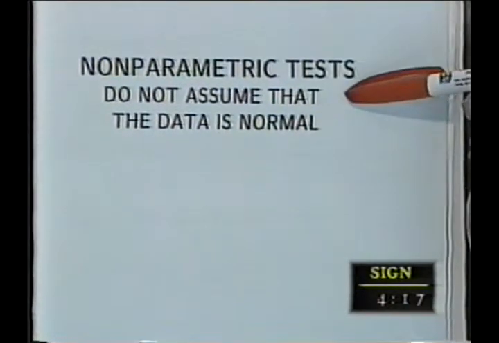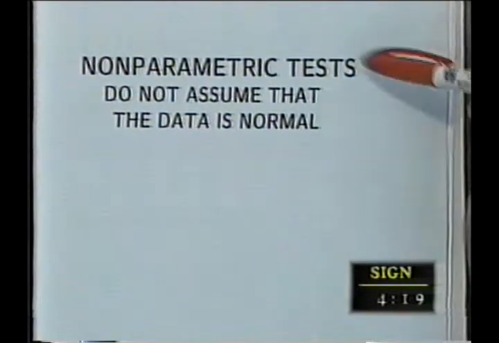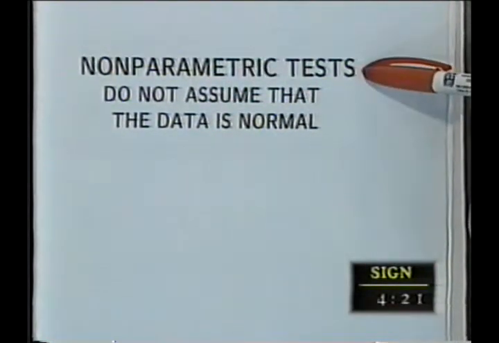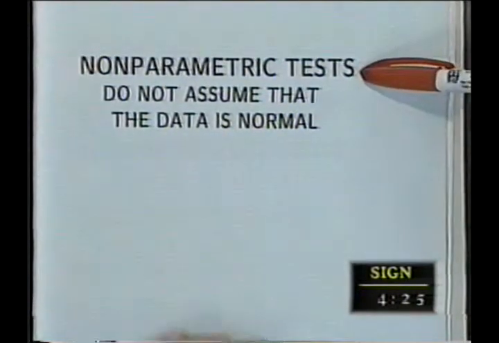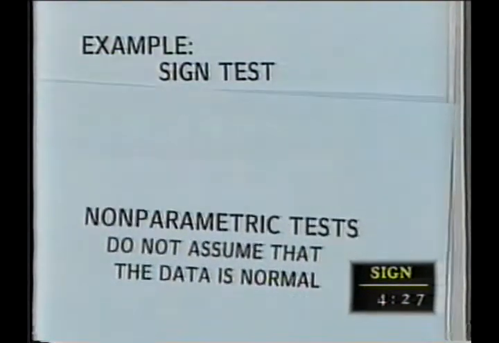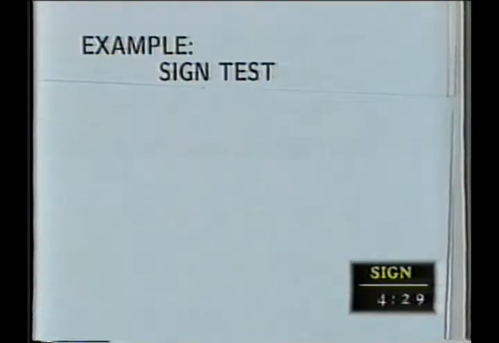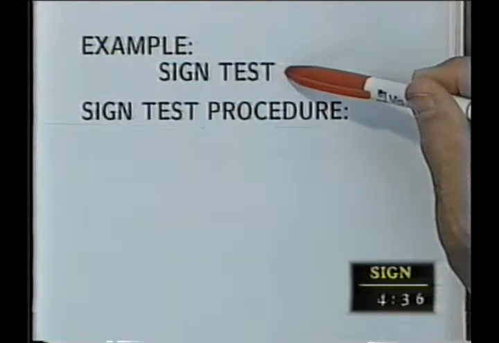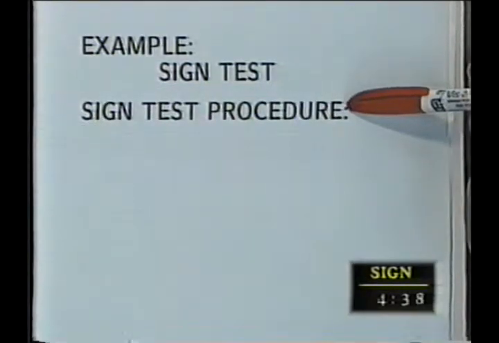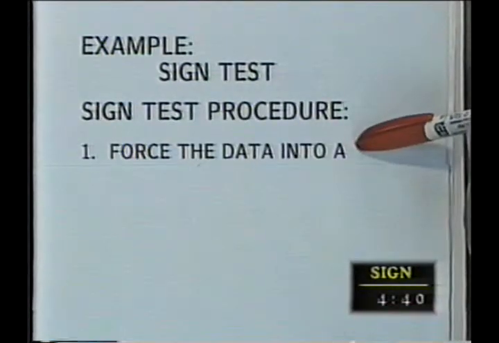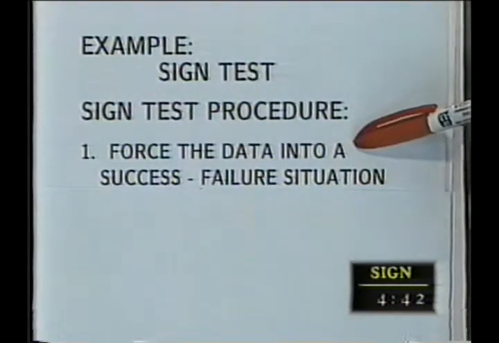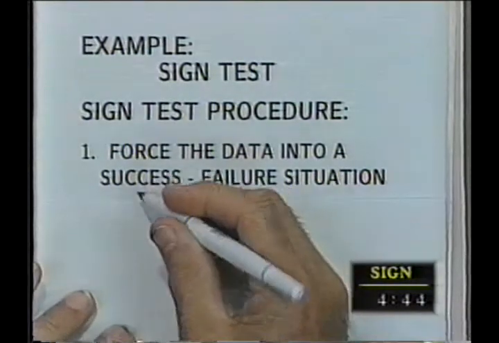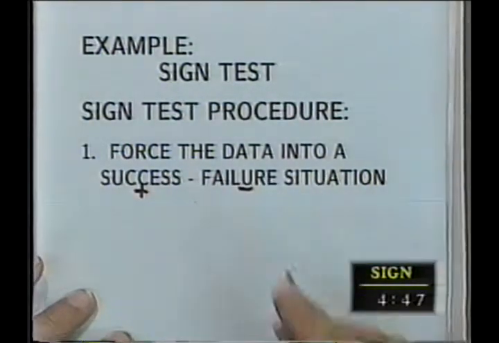And we have tests that do not assume normality. We call them nonparametric tests. We're going to learn a couple of them this semester. This first one is called the sign test. So the example of a nonparametric test is the sign test. And now I'll give you the steps in doing the sign test. The procedure for doing the sign test is 1, force the data into a success-failure situation. And generally, it's called a plus-minus situation.